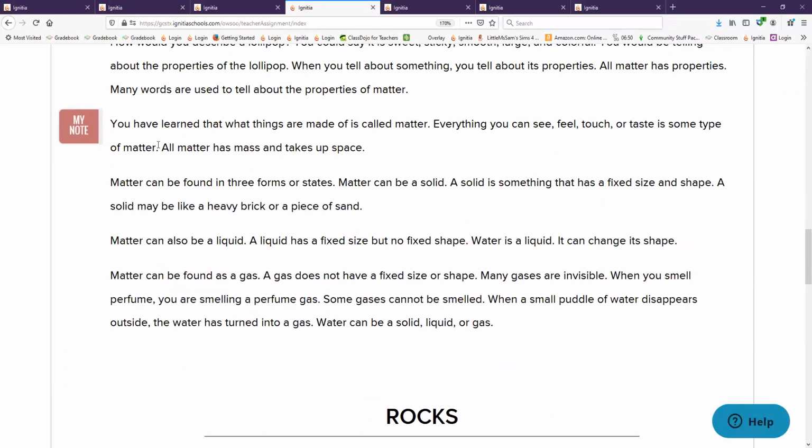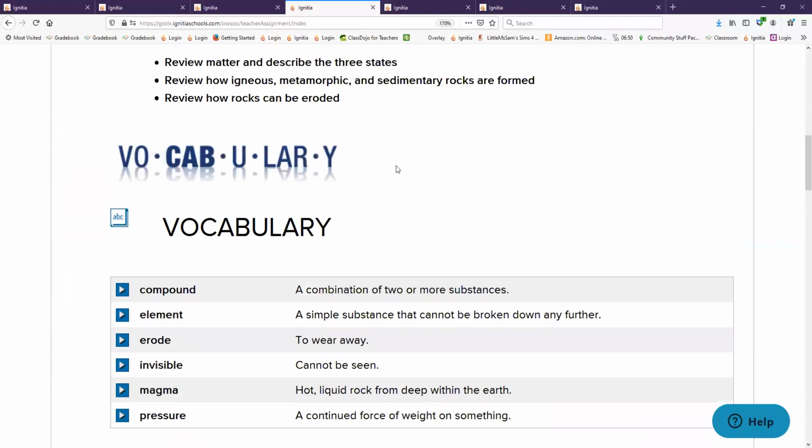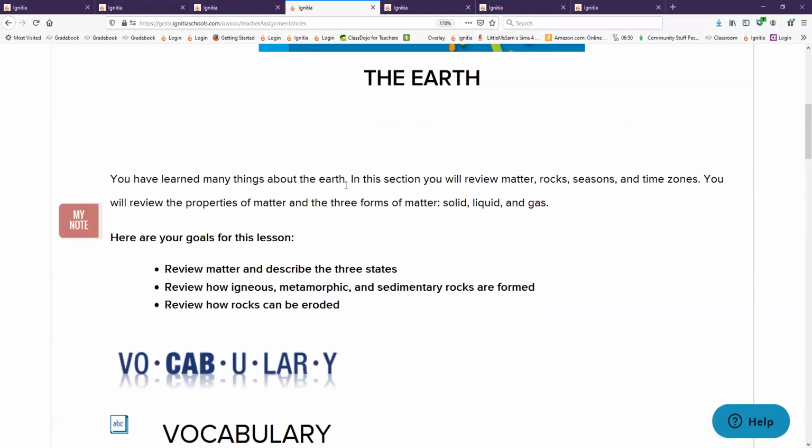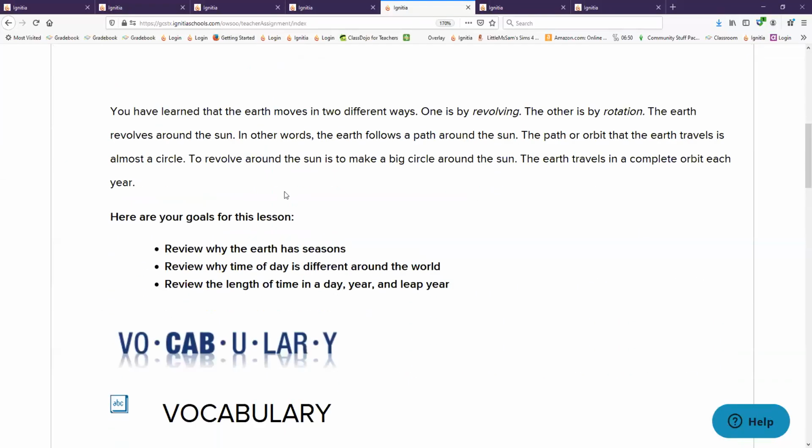Okay, do you remember this phrase? See if you remembered to quote it to me yesterday. It says, all matter has mass and takes up space. What are the 3 forms of matter? Solid, liquid, and gas. All you have to do is think of water for that. Solid, liquid, and gas.